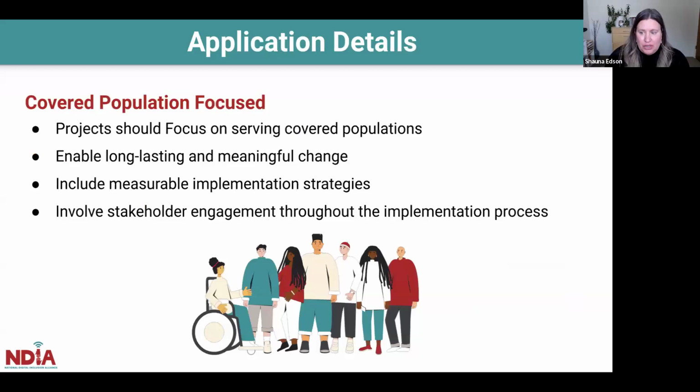So NDIA will be looking for proposals whose strategy include the same activities that we listed with the capacity grant.